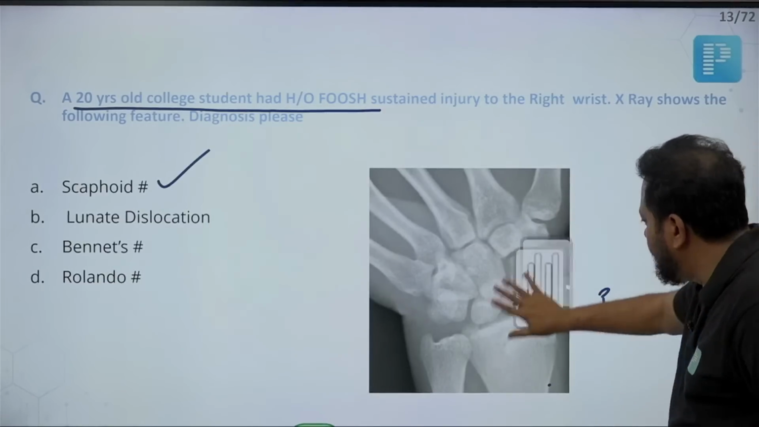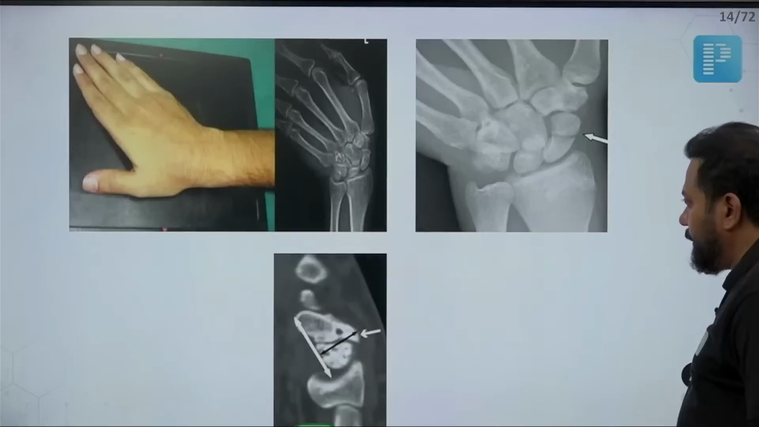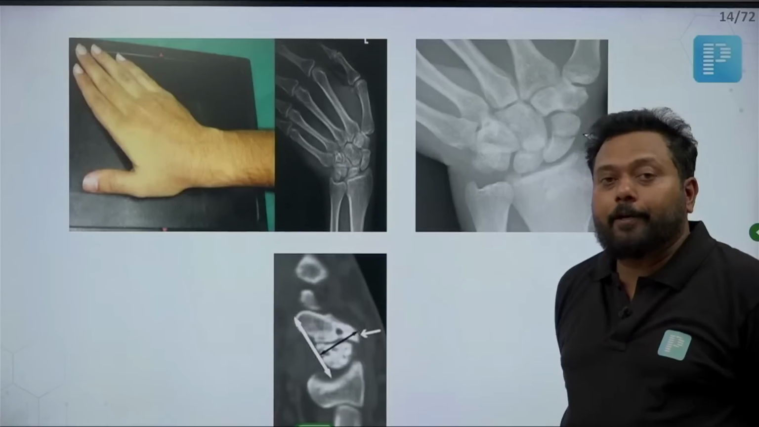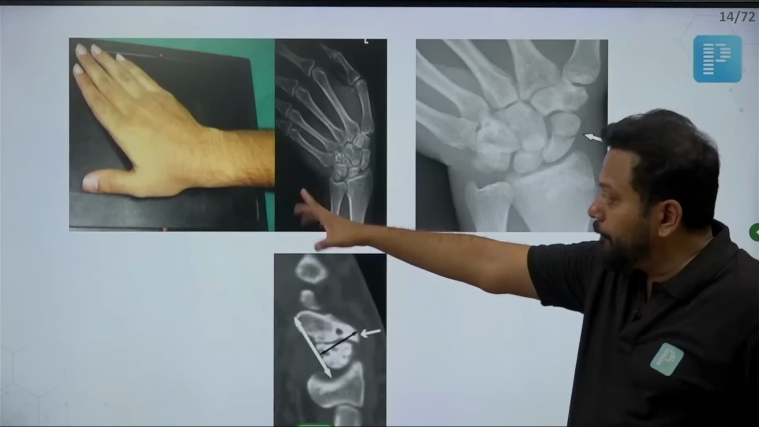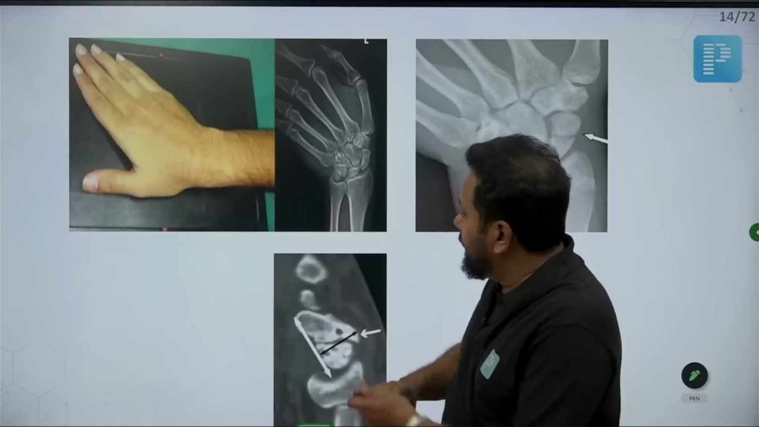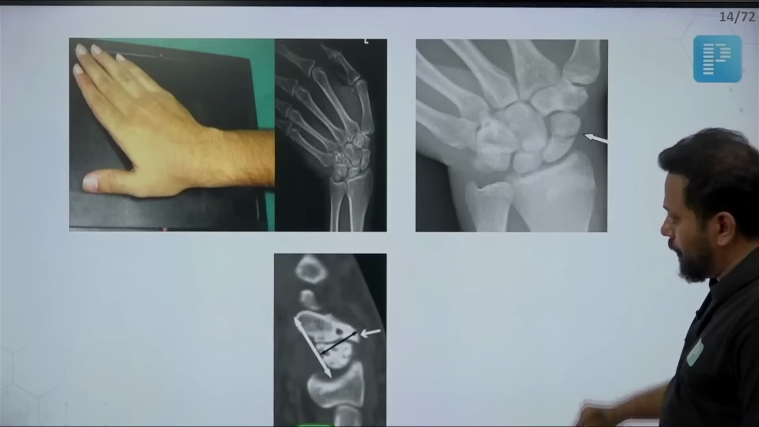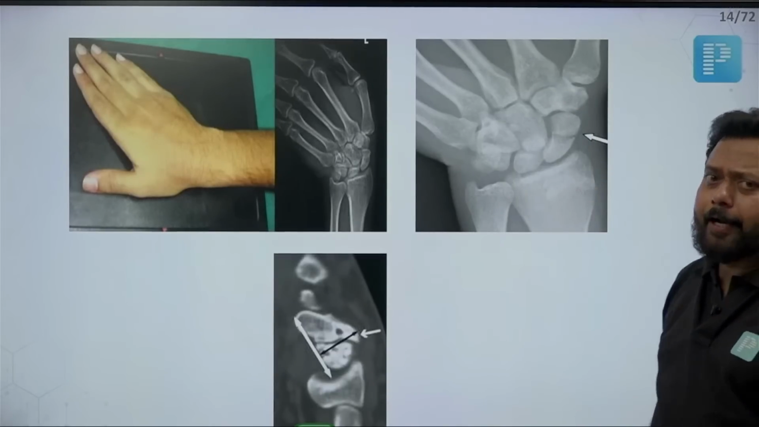What's the best view for scaphoid? It's called the scaphoid view. It's a sort of oblique view. You should place the arm like this, then expose, and you can see a scaphoid fracture. So the view is called the scaphoid view. That is the ideal view.